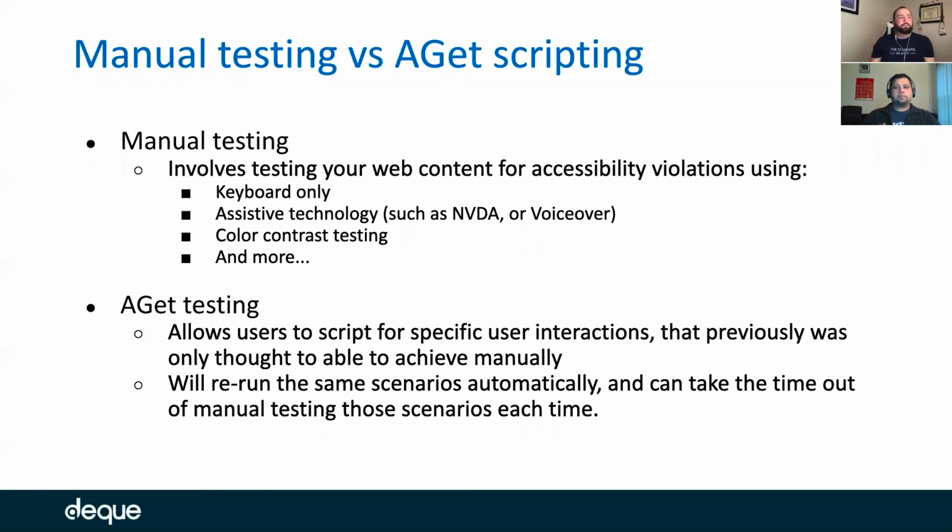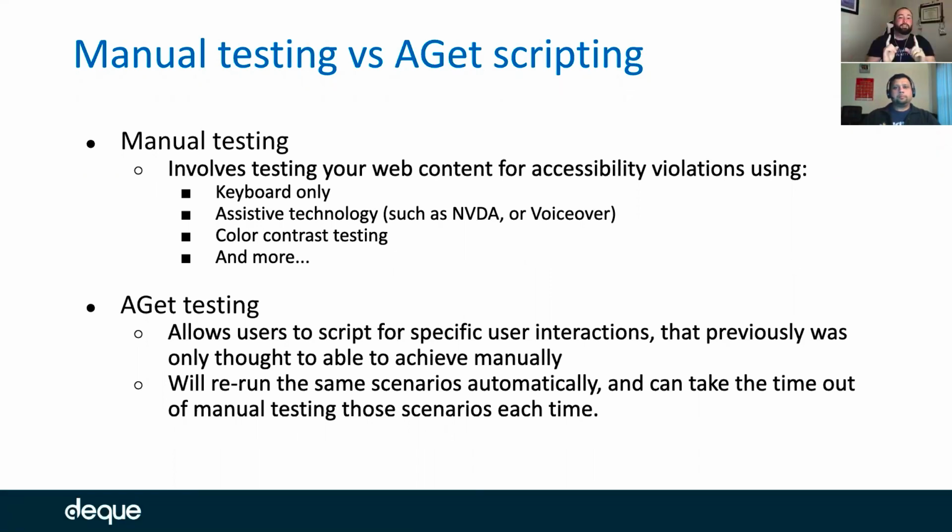So let's say there is a manual interaction where I open a modal and I, as a manual tester, screen reader test, right? Cool. What I can do is I can get 50% accessibility violations on that same interaction, right? Using AGet. And that's the cool part about it, is I can script to do that. I can open a modal, have it go inside there, check to make sure focus goes inside the modal itself, right? It can do that. And it'll rerun those same scenarios automatically and take the time out of manual testing those scenarios each time, right?